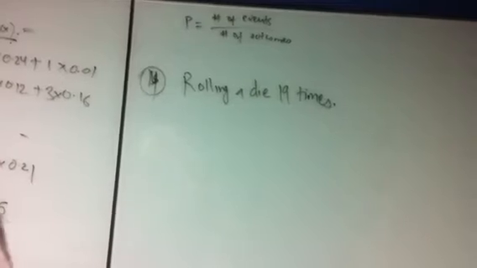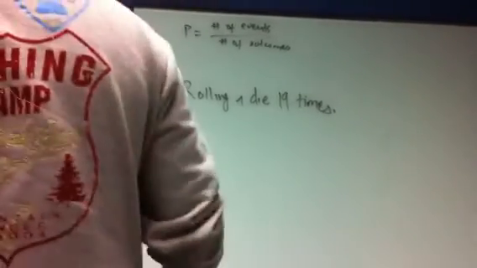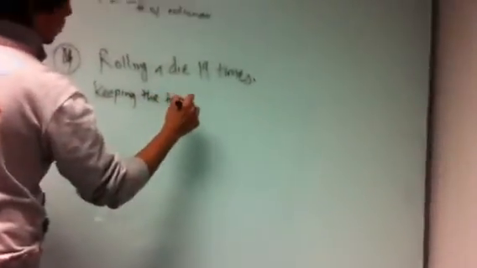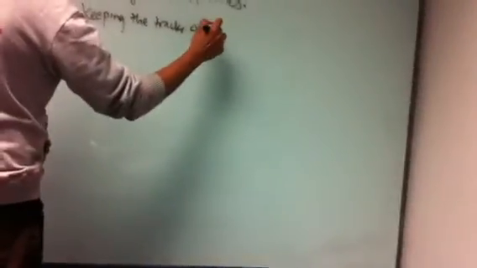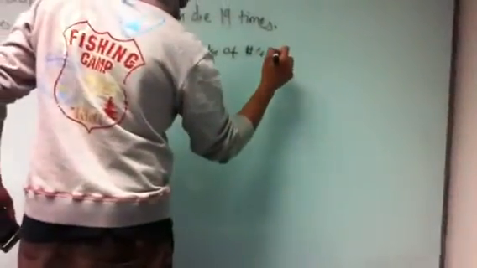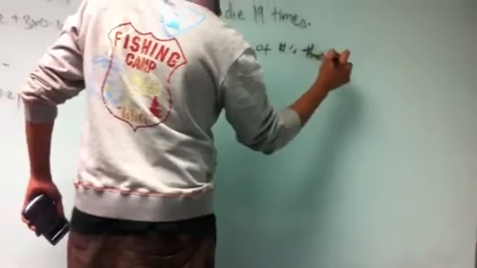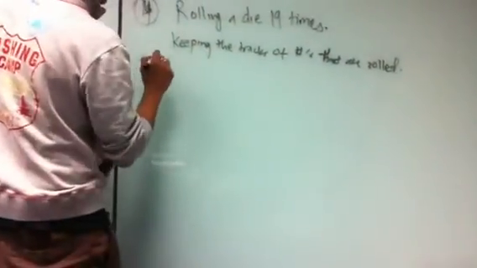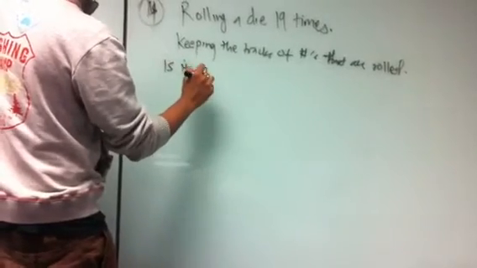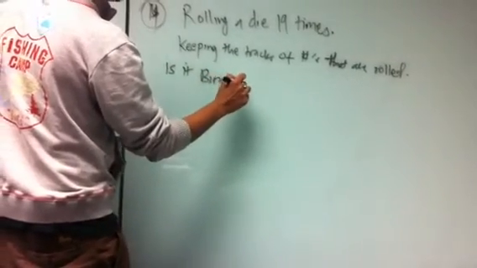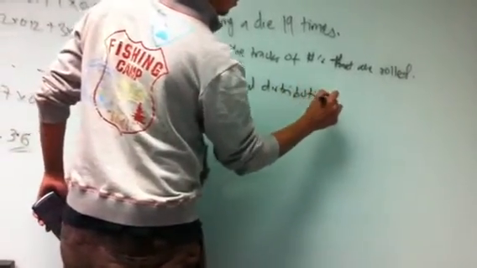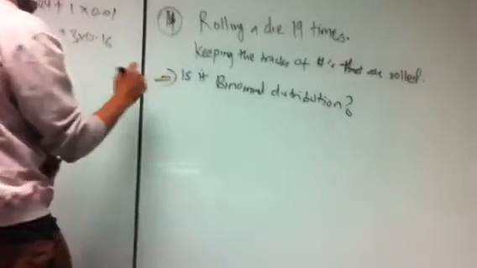Keeping track of numbers that are rolled, right? So it asks you to find if it is a binomial distribution. Is it a binomial distribution, right? So it's asking this thing.